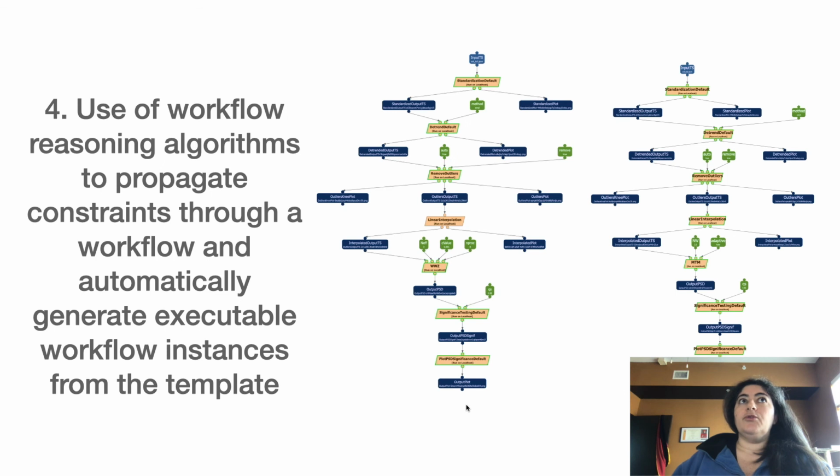And what we can do is use a reasoning algorithm to propagate those constraints through a workflow and automatically generate the executable workflow instance from that template, such that if the MTM method is selected, then there is a hypothesizing over missing values step, in this case linear interpolation. Whereas if WWZ is selected, then this step can be skipped.